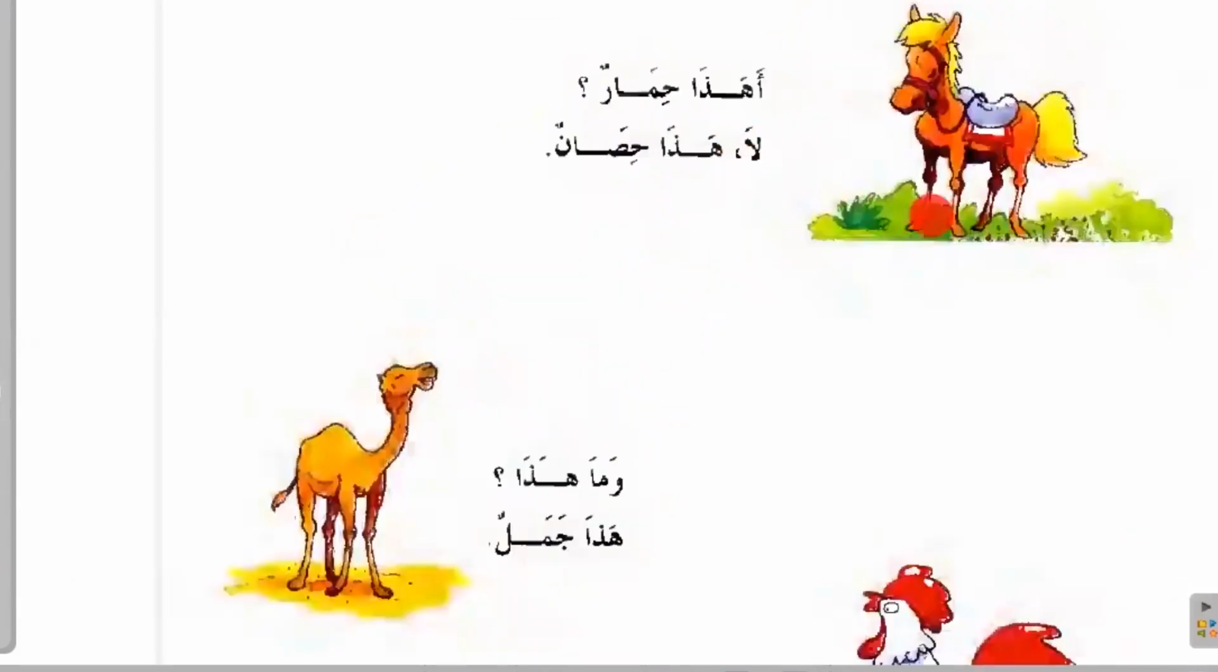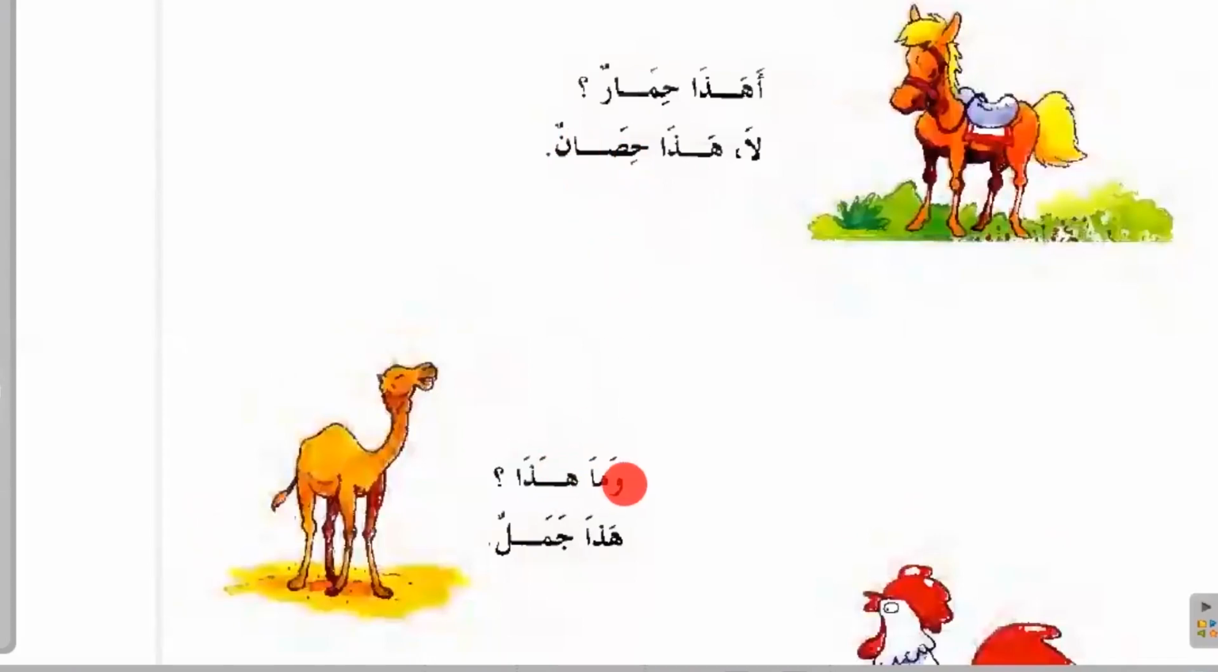And then now here, haza himarun. Is this a donkey? From what you can see, is this a donkey? No, this is not a donkey. This is a horse, right? So you answer, la, haza hisonun. No, this is a horse. Hisonun is called horse.